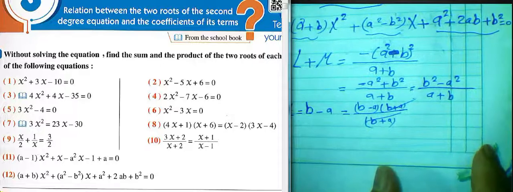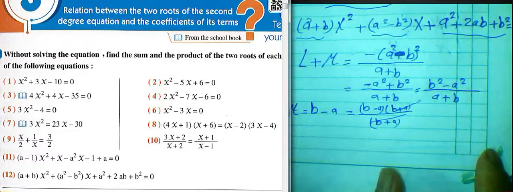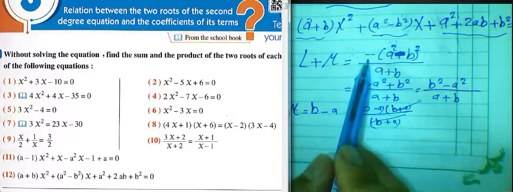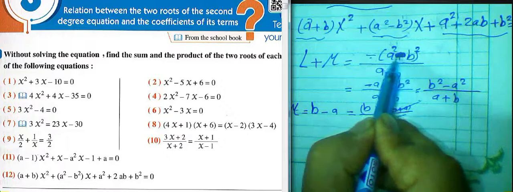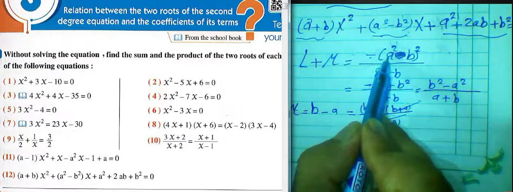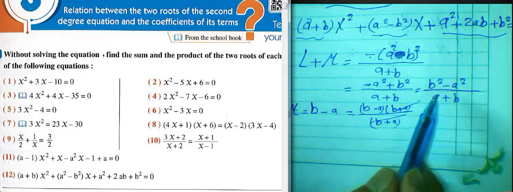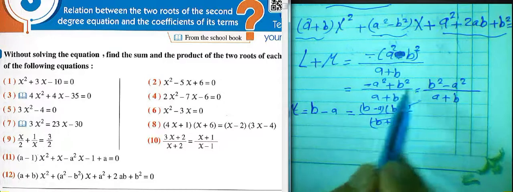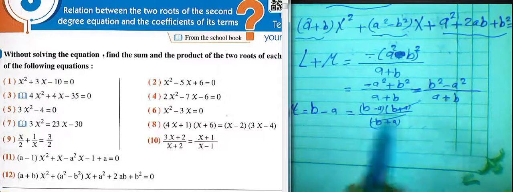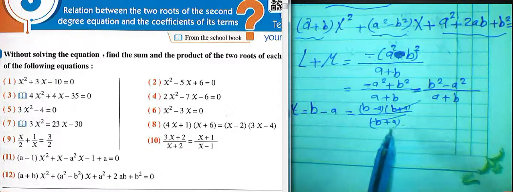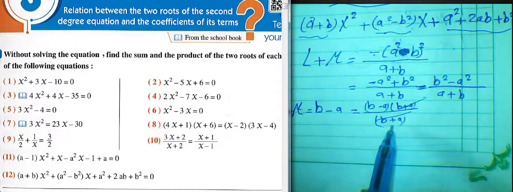It's okay for you? Again, we find the sum between L and M: negative the coefficient of x, multiplying negative through all the parentheses. We convert the signs, negative a² plus b² over a + b. We can factorize it: b² − a² is (b − a)(b + a) over (b + a). The result will be b − a because we cancelled b + a with b + a.